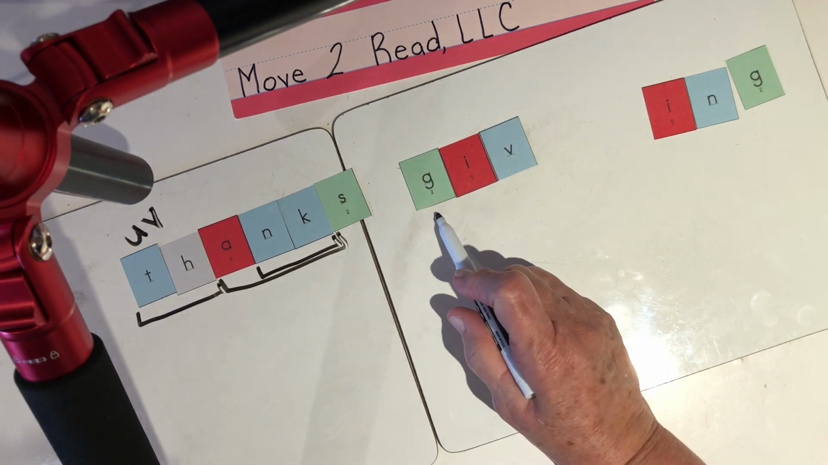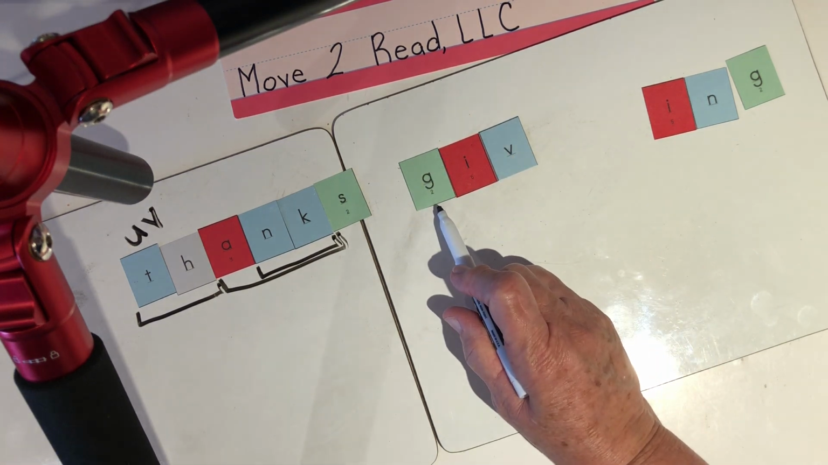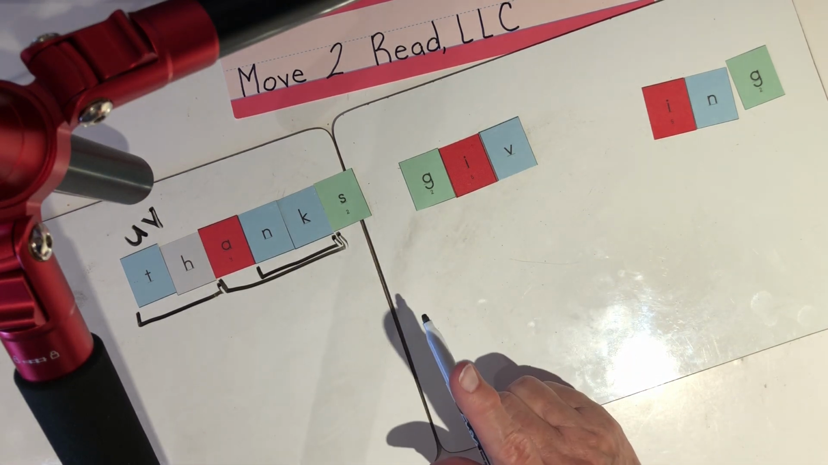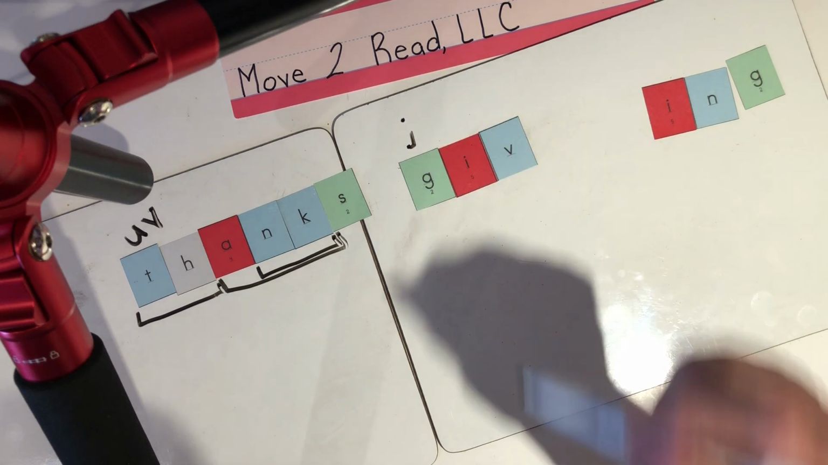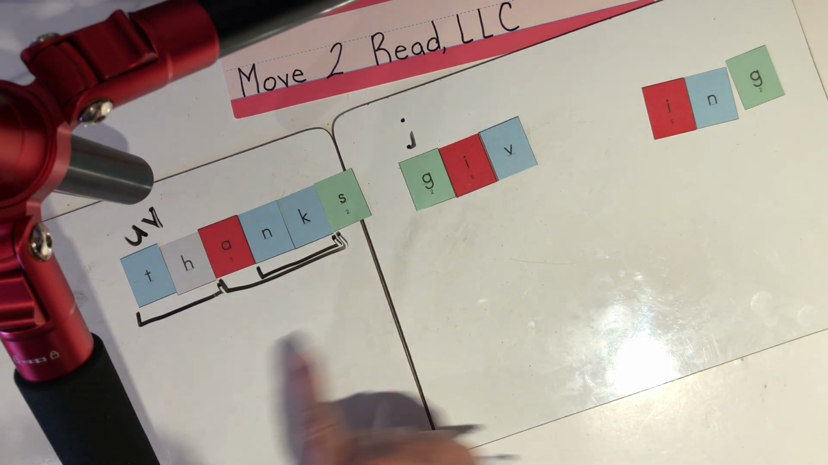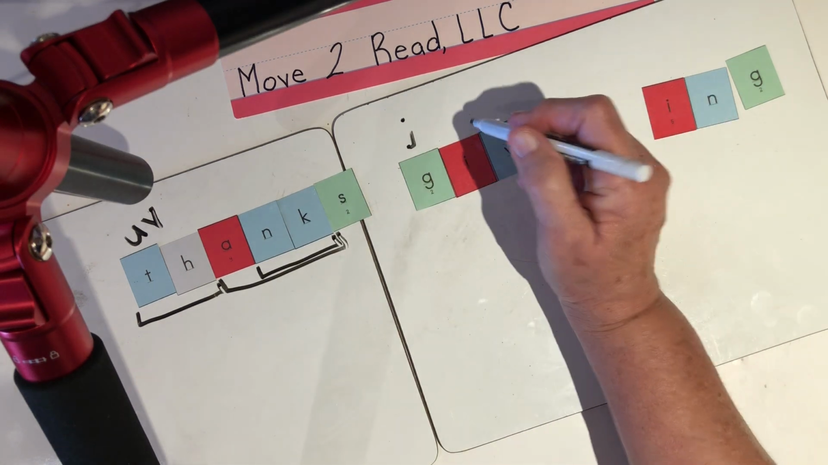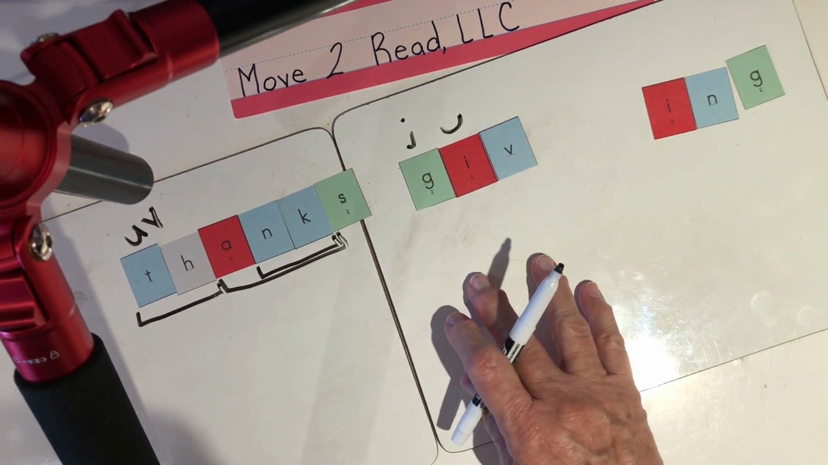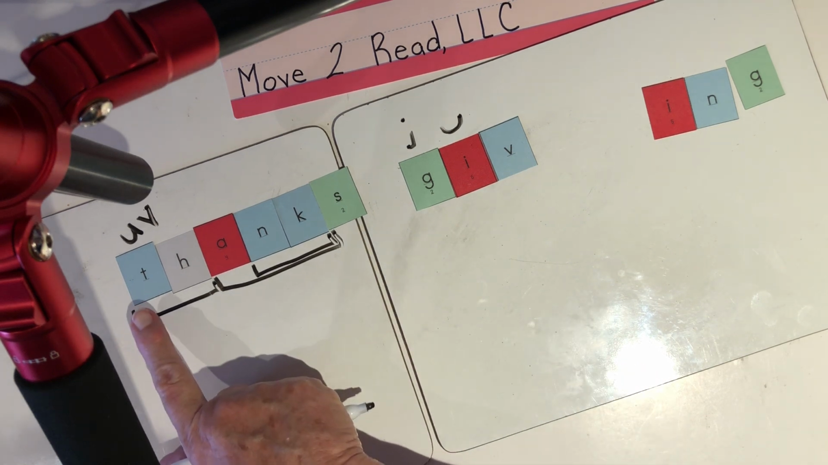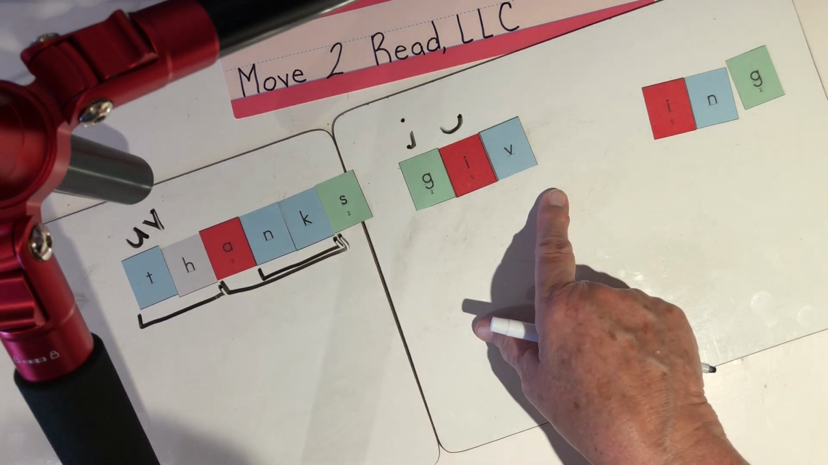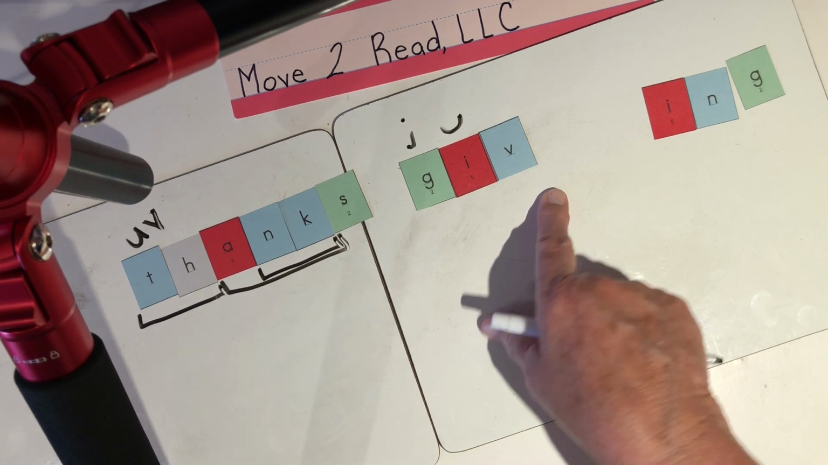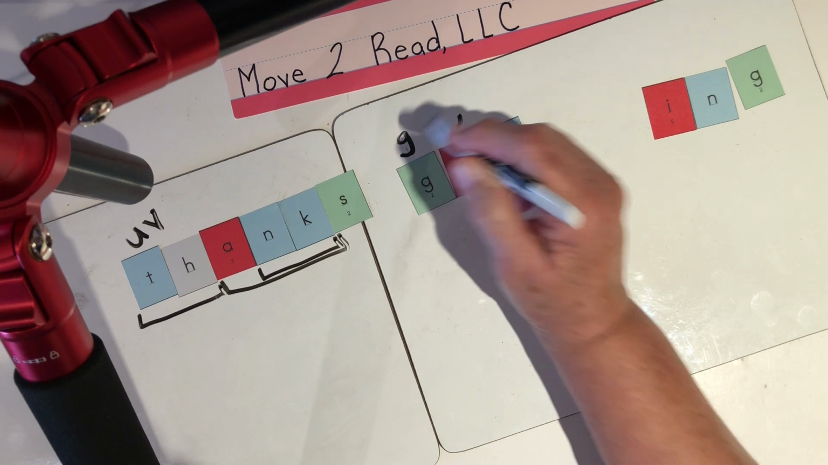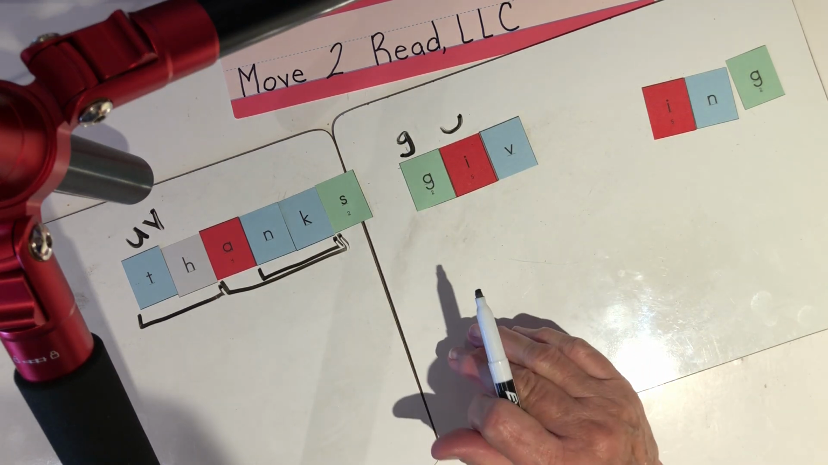Okay, remember there's a rule that says if G is followed by an E, I, or Y, it may, if it wants to, change its sound to the J sound. So let's see how it works. And we'll mark our vowel, which is a short sound. It's trapped, so it's in a closed syllable. So we would say, thanks, Jiv. Oh no, so he did not decide to change his sound. He's going to stay with the G sound.